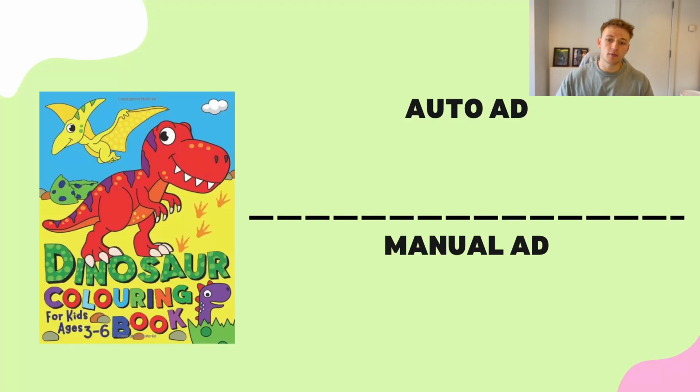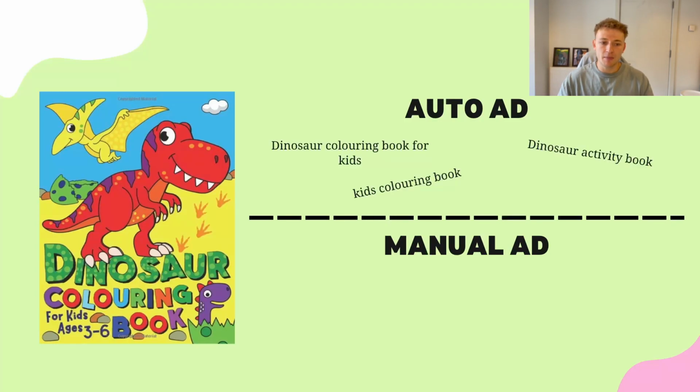So if you had this book and you'd made an auto ad for it, Amazon would essentially read the title, the subtitle, the keywords, as I've mentioned already in this video, and try and find certain search terms to advertise that book against. So it might see that this is a dinosaur coloring book, and it might choose to advertise it against the phrase dinosaur coloring book for kids, kids coloring book, dinosaur activity book, because they're kind of all related to the search terms and the data that I'm assuming this book is going to have in its back end.